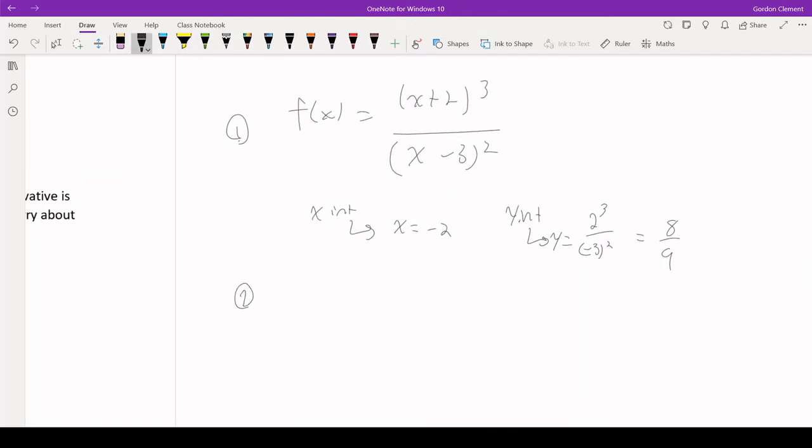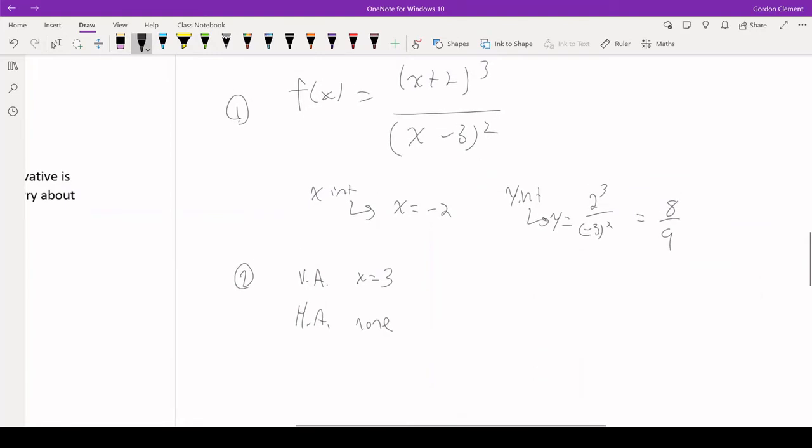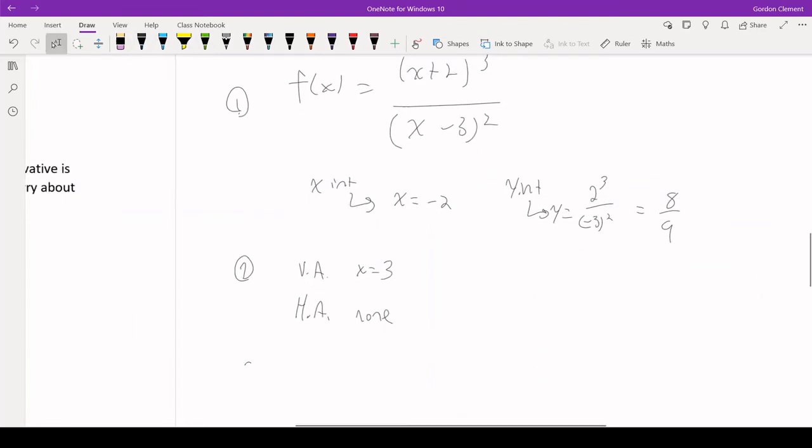For asymptotes, we see that we have a vertical asymptote at x equals 3. That makes the bottom 0 and the top not 0. And we have no horizontal asymptote because the numerator here is winning. The numerator has a larger degree than the denominator. So there we go. So now we're going to move on and find the derivative of this function.